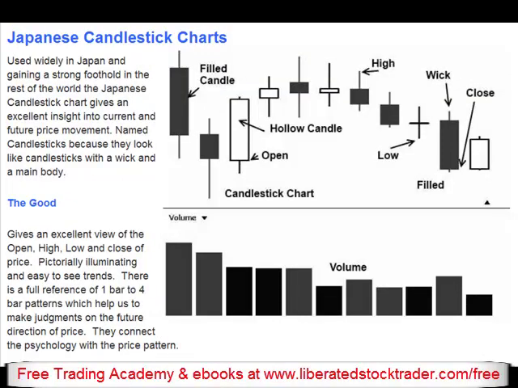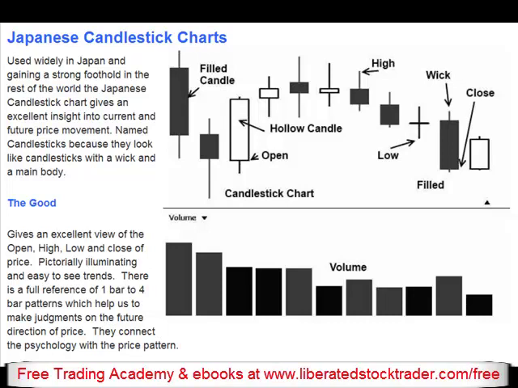Japanese candlestick charts. Used widely in Japan and gaining a strong foothold in the rest of the world, the Japanese candlestick chart gives an excellent insight into the current and future price movement. Named candlesticks because they look like candlesticks with a wick and a main body. The good. Gives an excellent view of the open, high, low and close of price. It's pictorially illuminating and easy to see trends.